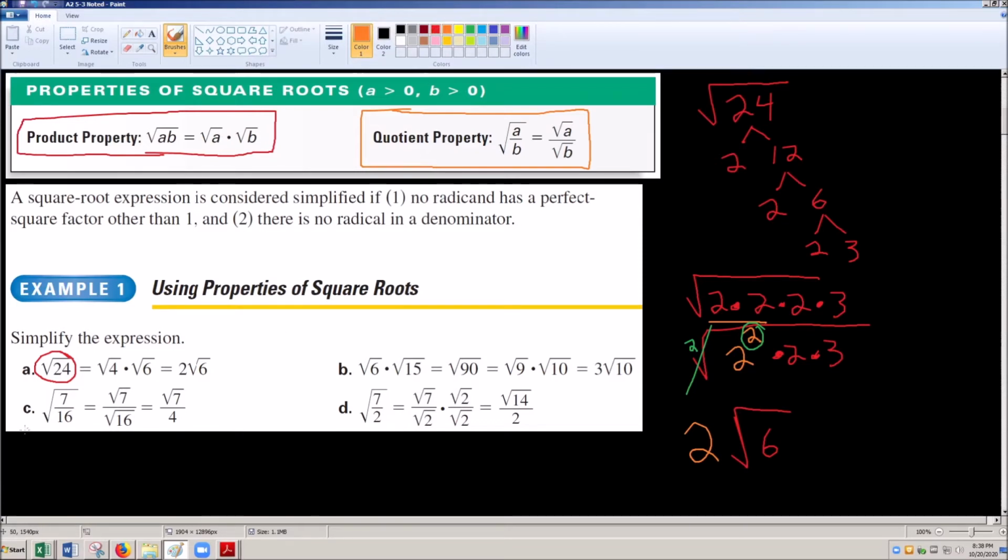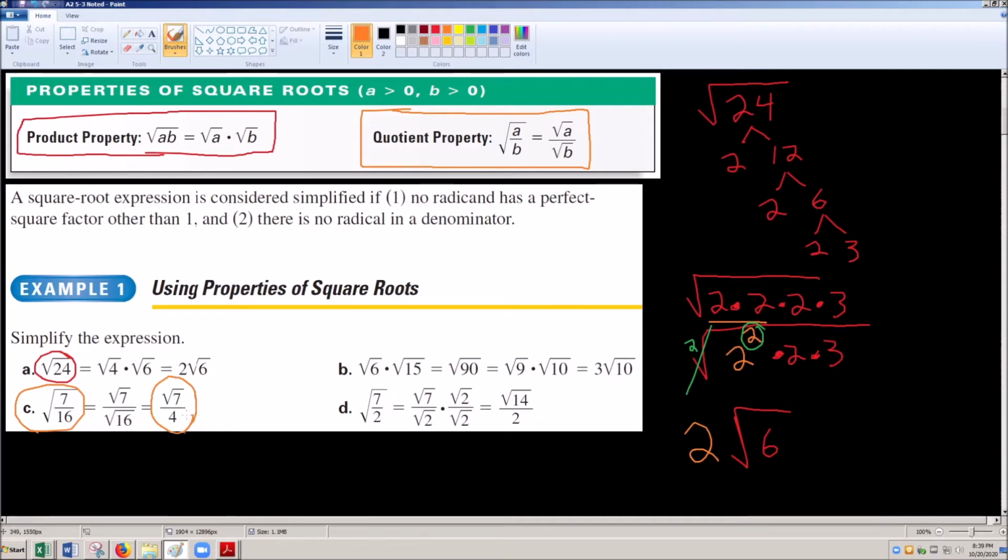Looking at this example here in orange, I see that I have the square root of 7 over the square root of 16. So I'm going to split this thing up. So I have square root 7 over square root 16. The square root of 16 ends up being a nice number for me. It just ends up being 4, and this is my final answer.